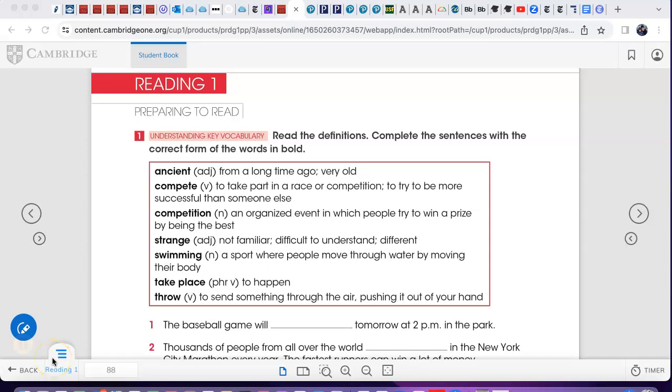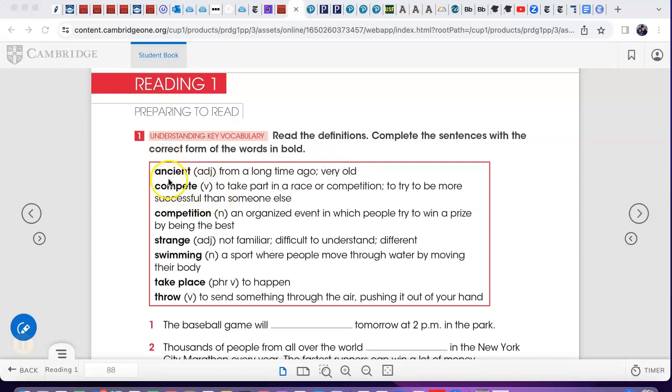Alright guys, welcome back to Unit 5 on Sports and Competition. This is the first reading and we are taking a look at the Preparing to Read section where we highlight the key vocabulary and the definitions for this particular reading, the first reading of Unit 5. So we are going to do the first part, understanding key vocab, reading the definitions and completing the sentences below with the correct form of the vocabulary words that are highlighted there in bold.